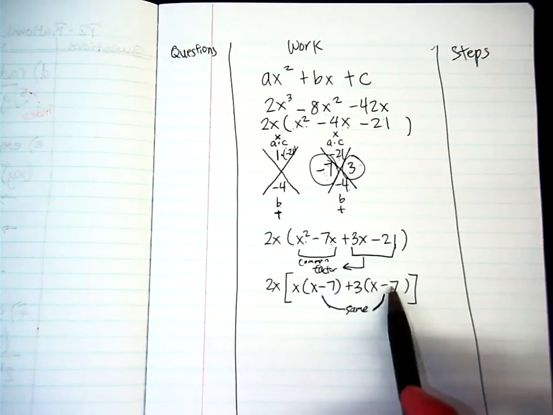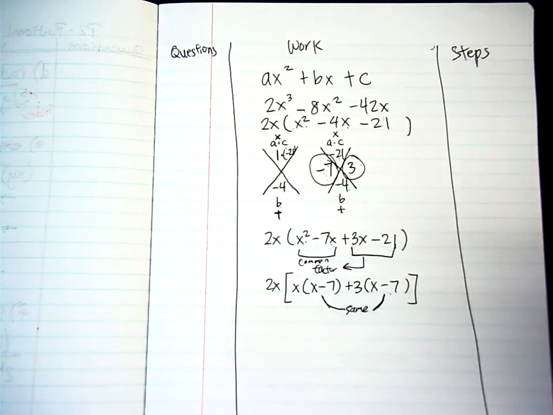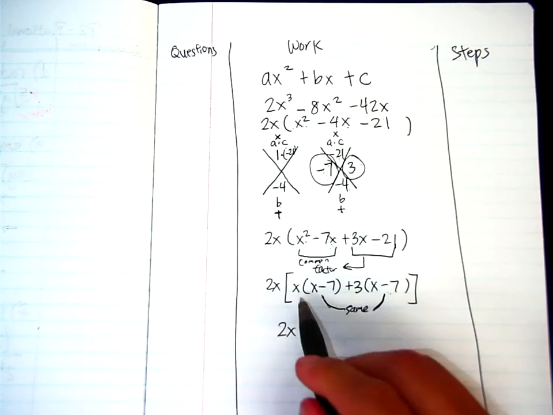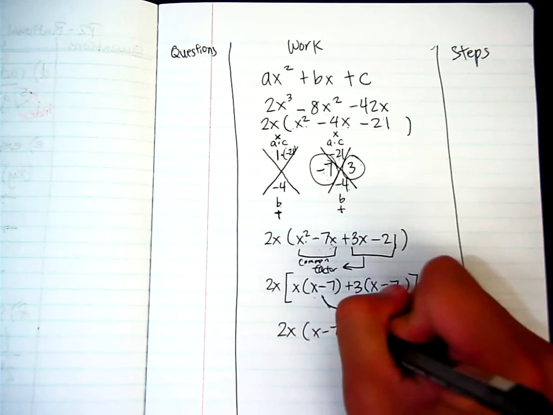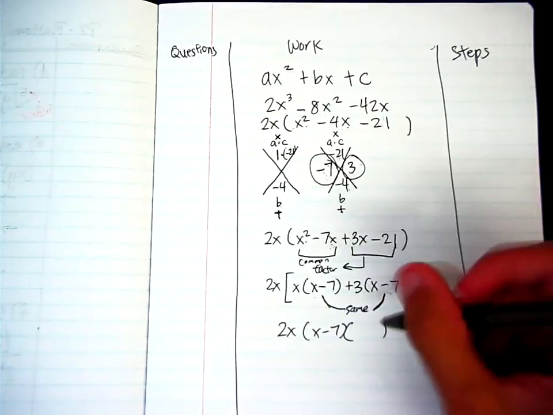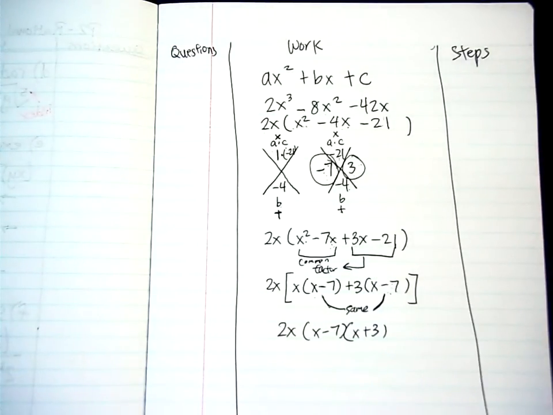And if these two parentheses are the same, then whatever is outside the parentheses will become another parentheses. So I will have 2x, and I will obviously have the x minus 7. And then whatever is left is going to be the last parentheses, which is x plus 3. And that concludes factoring using the diamond way. And you can use this for almost every trinomial, and you don't have to guess and check.